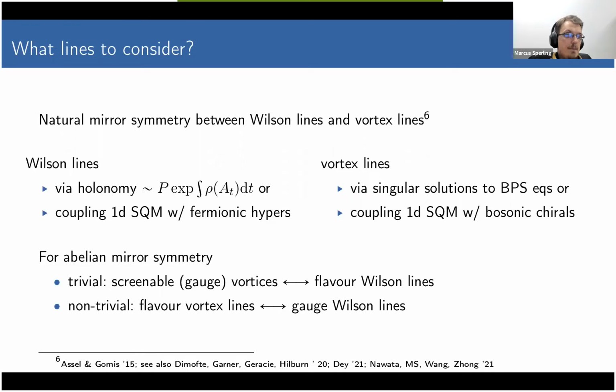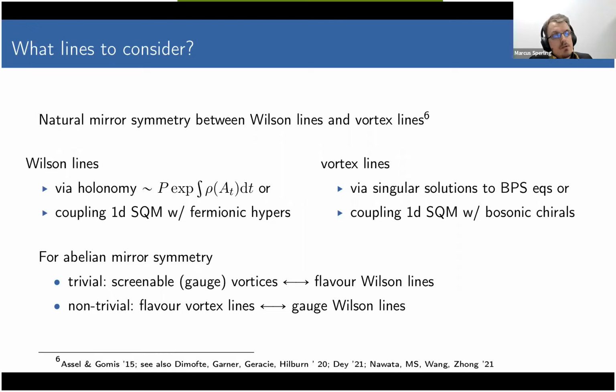And the quite beautiful point is that there's a very nice paper from Assel and Gomis from 2015, in which they give a very nice brane construction for 3D N=4 for the A-type quivers, which then makes the way you include defects into the setup very systematic for the brane system.